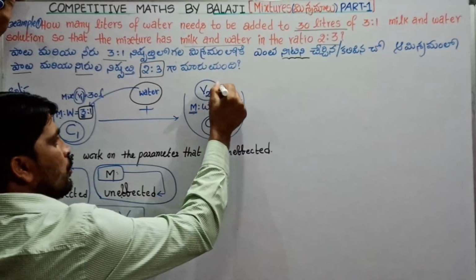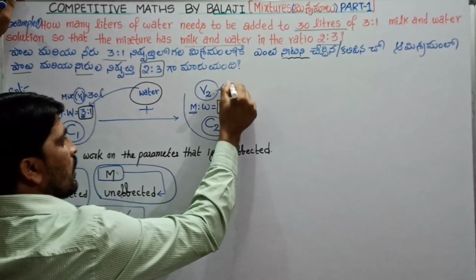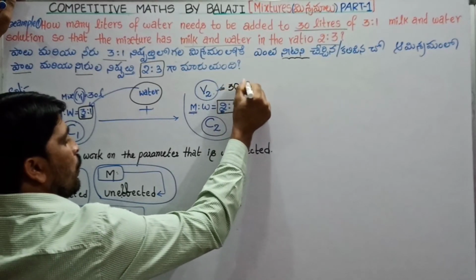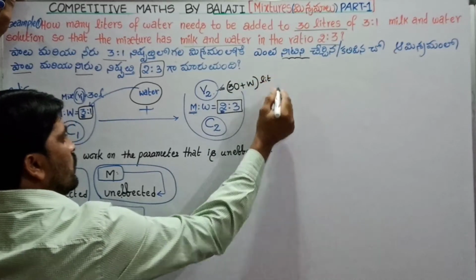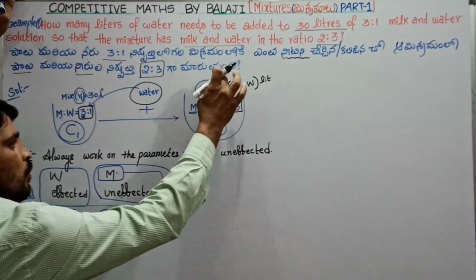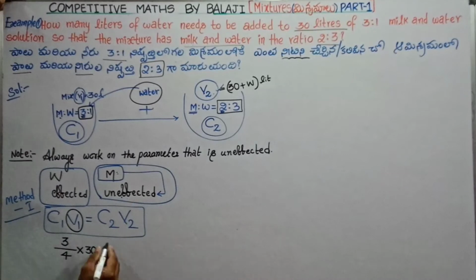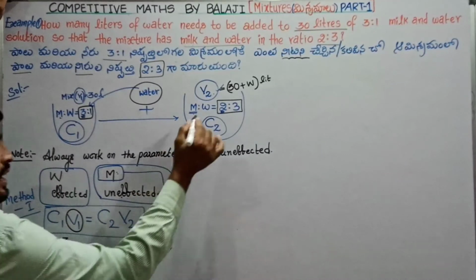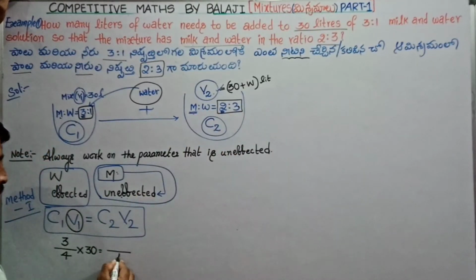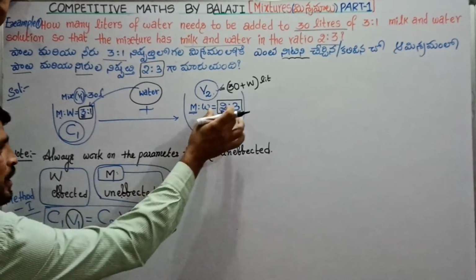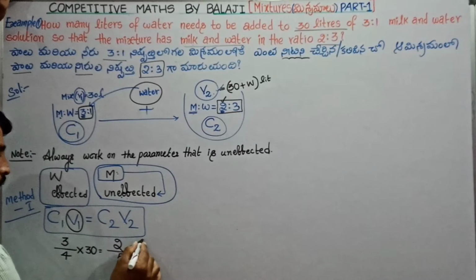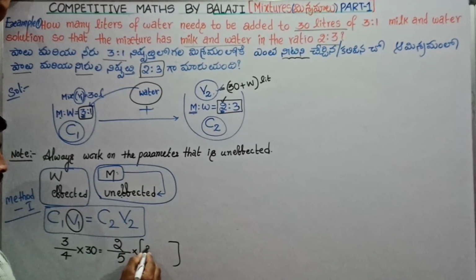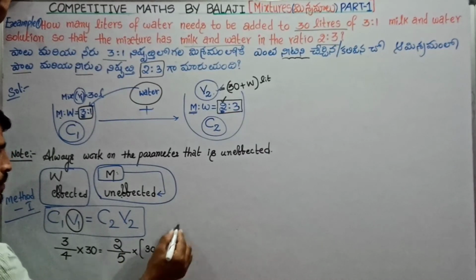Now, what is the volume of the final mixture? 30 plus we are adding some water, so 30 plus W liters is the volume of the final mixture. The total is 2 plus 3, 5 units of mixture. Out of 5 units of mixture, 2 units are milk and its volume is 30 plus W.